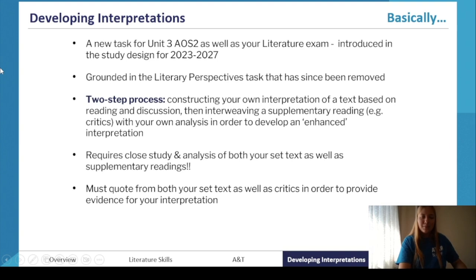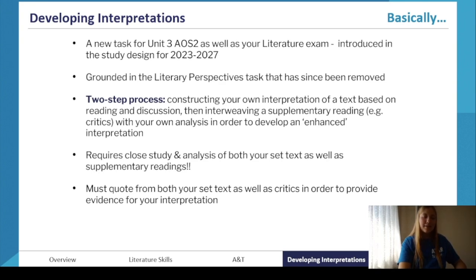It's an interesting task as well because it's a two-step process. You construct your own interpretation of a text based on, say, reading and discussion that you do in class. Then you interweave a supplementary reading, such as critics, with your own analysis in order to develop what is called an enhanced interpretation. So, like we said, some aspects of your supplementary reading you will use and say that they add to your interpretation, so you will agree with them. Some you will disagree with, and in that sense, you will argue with the critic or whatever supplementary reading you have received. So it's a very interesting task.